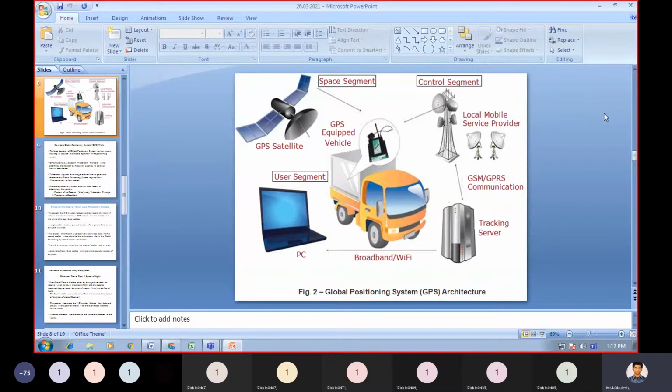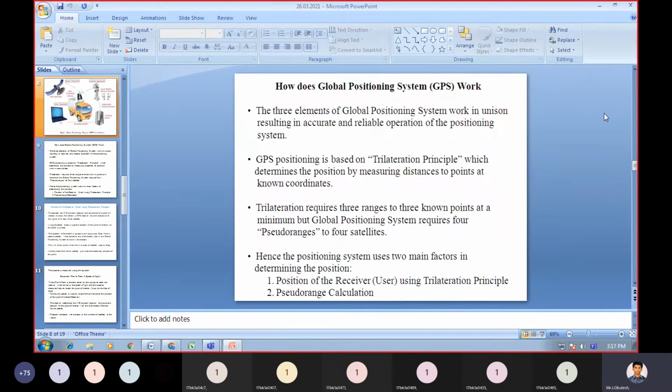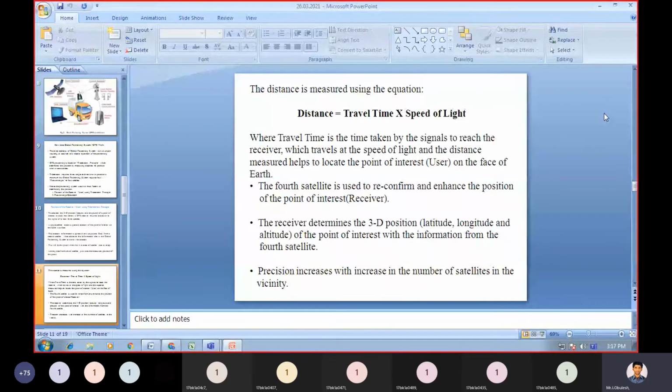So you know that distance is equal to travel time times the speed of light, where travel time is taken by the signals to reach the receiver, which travels at the speed of light.